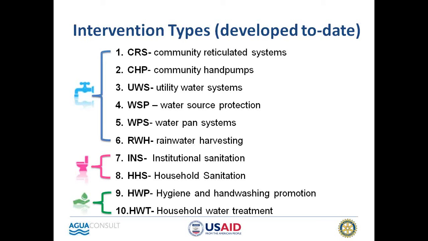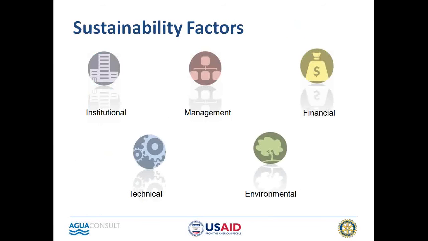And so the acronyms are shown. CRS for Community Reticulated Systems. We see the first 6 are water interventions, so would carry the acronym or abbreviation of WT. The 7 and 8 are sanitation, and the 9 and 10, the last 2, are hygiene interventions.